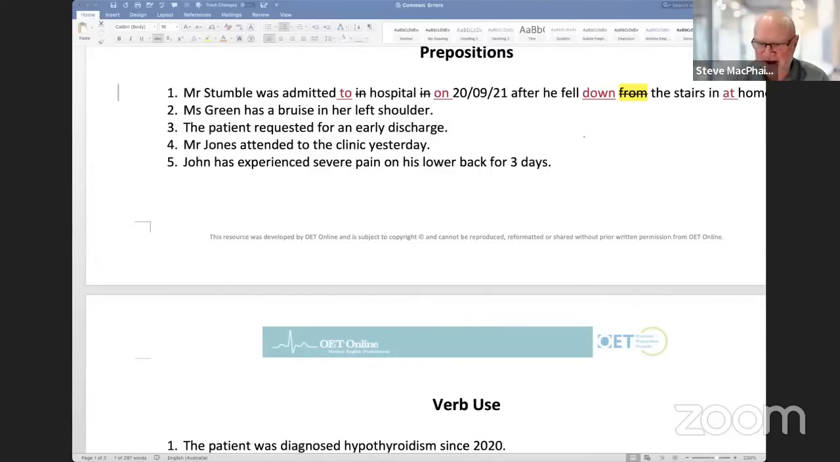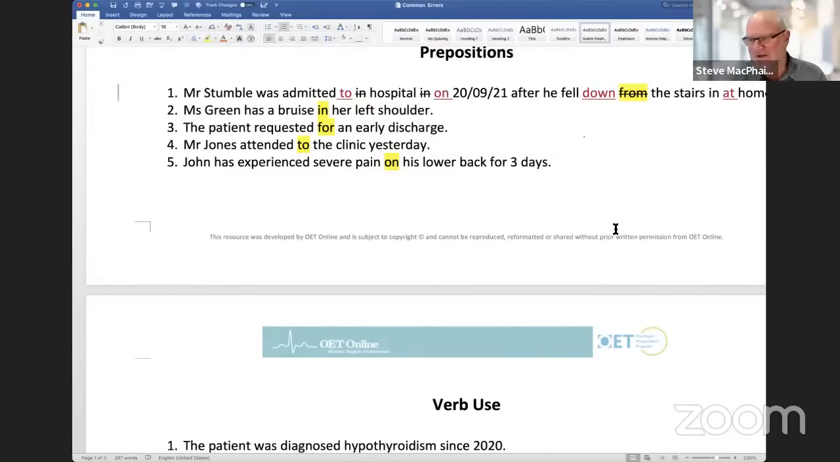All right, some of these next ones you'll know. Miss Green has a bruise. That's good article. Bruise is countable. In her left shoulder. Should the bruise be in her left shoulder? I'll let you think about that. The patient requested for an early discharge. Mr. Jones attended to the clinic yesterday. John has severe pain on his lower back.